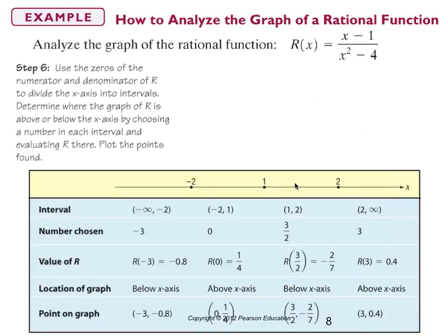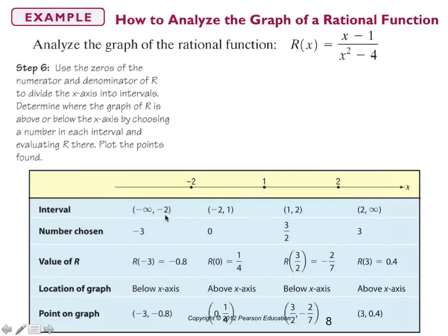Step 6 is to use the zeros of the numerator and the denominator to divide our x-axis into intervals, determine whether the graph is above or below the axis, and plot some extra points. If you look here, they don't have it labeled, but I'd go ahead and label your negative infinity and your infinity. Then you have these intervals, you've broken it up. -2 is a 0 of your denominator, 2 is a 0 of your denominator, and 1 is a 0 of your numerator.